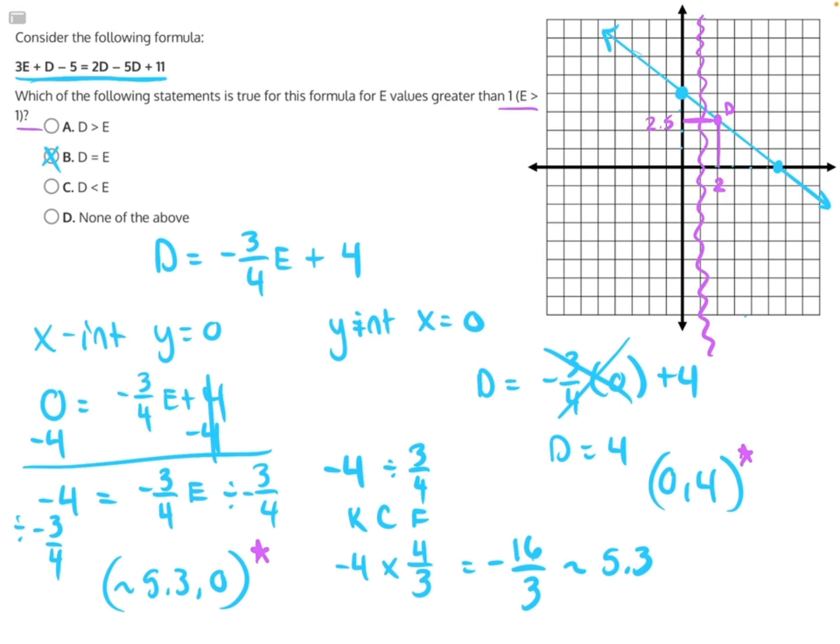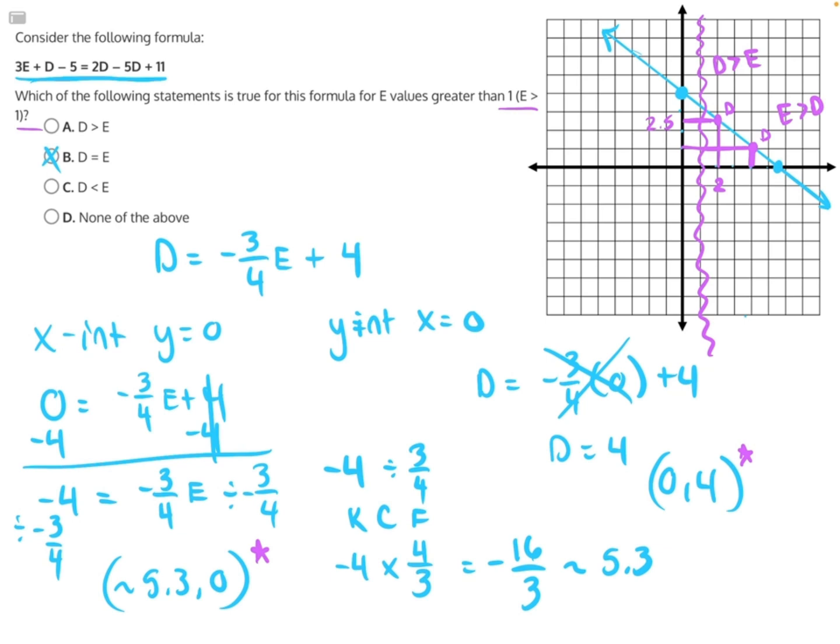But the further to the right we go, it changes. This point right here, our d value is much lower. It is 1, and our e value is 4. So the closer we are to this e equals 1 line, d is greater than e. But the further away we get from that line, e becomes greater than d.